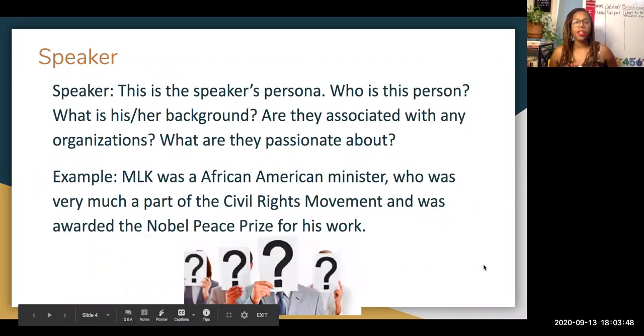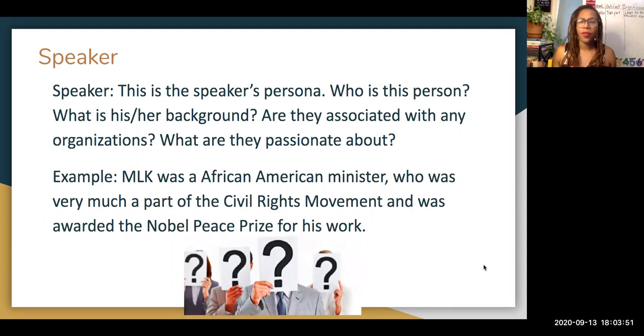speaker. The speaker is not just the person's name, right? The speaker is the speaker's persona, or the image that they put out there for us. Remember how I talked about brand? It is the speaker's brand. So you want to be asking yourself, not just what's the person's name, but who is this person? Kind of like a profile. What is their background? Are they associated with any organizations that you know of? What are they passionate about?